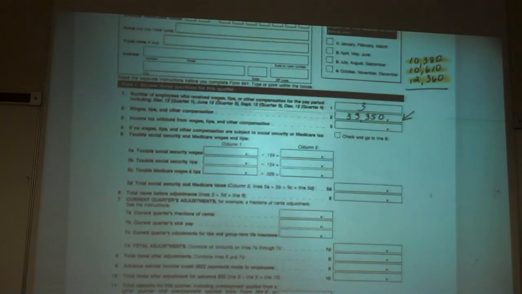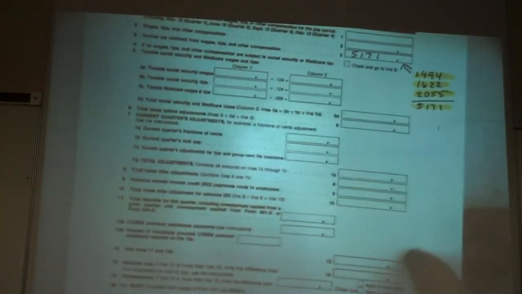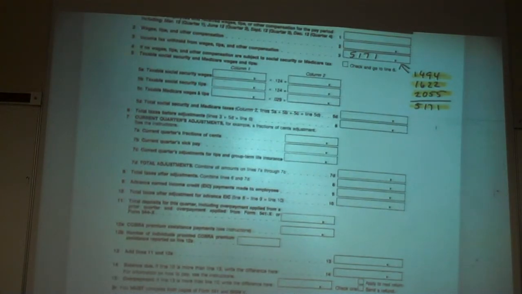Line number 3, income tax withheld from wages, tips, and other compensation. How much income tax did we withhold for October? $1,494. For November? $1,622. And December? Okay, $2,055. So I'm adding those up to put that number on line 3.